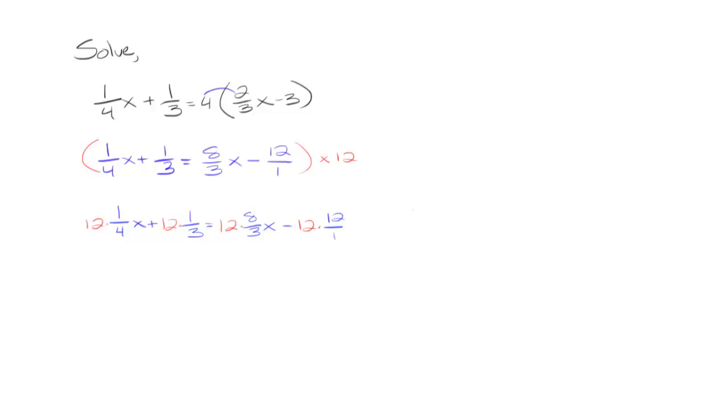As you'll see, I've written in this next line, when you multiply the equation by 12, what you're actually doing is multiplying each term by 12. The reason that we do this and why we use the least common denominator is because of the result here. So 12 times 1/4 is 3. So this first term becomes 3x. This next term is 12 times 1/3, and that becomes 4.